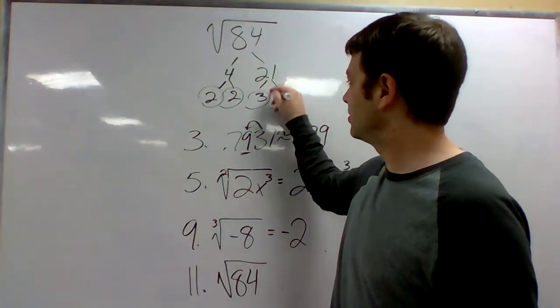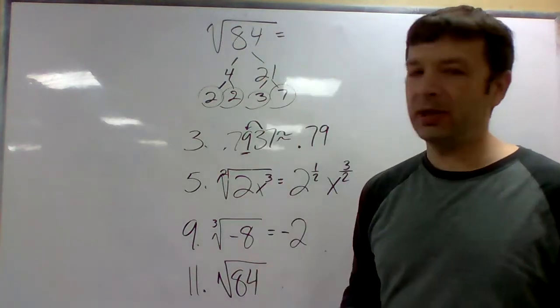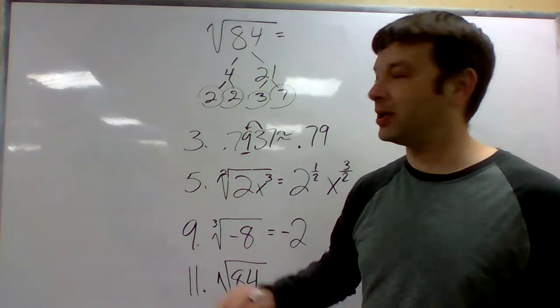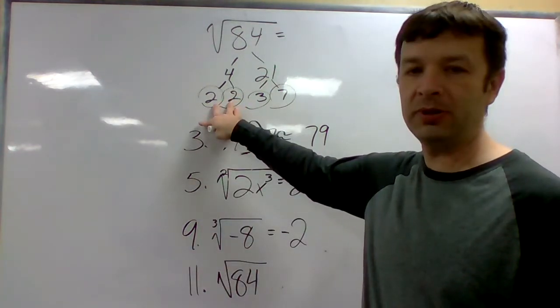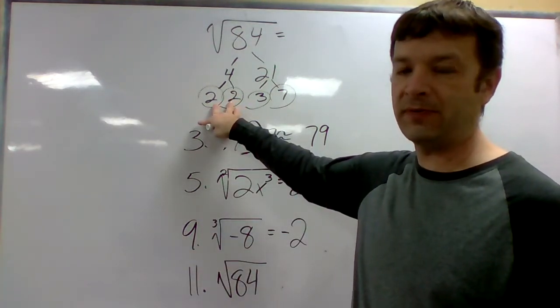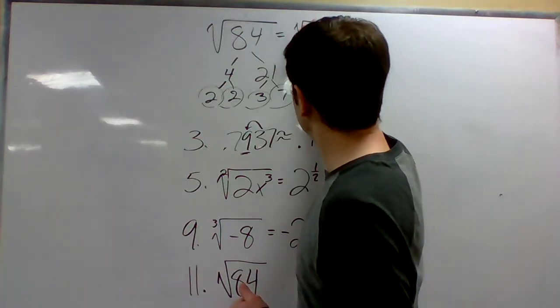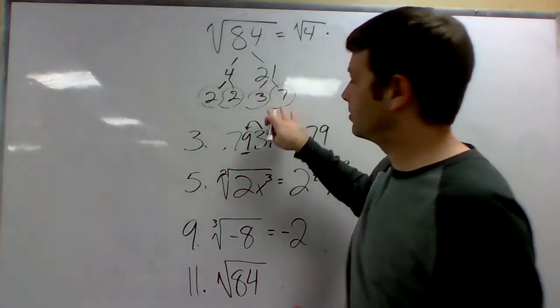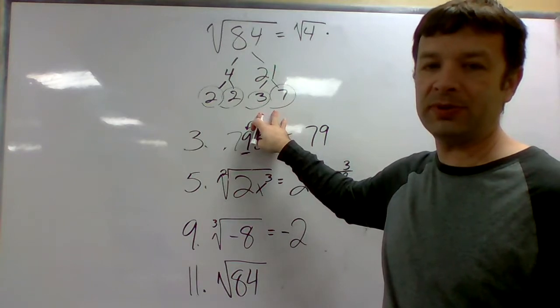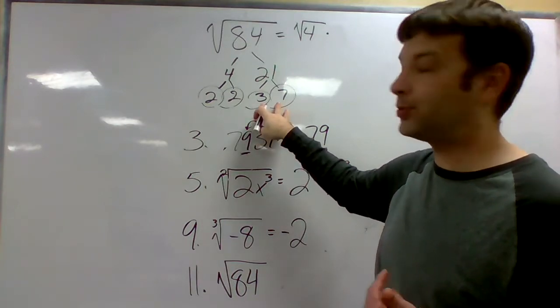Okay, so what we're going to do is take the doubles and put them in front. So I see a double 2, and 2 times 2 is 4. That's going to go in front. Okay, 3 and 7 do not have any doubles, so they're going to go in back. 3 times 7 is 21.